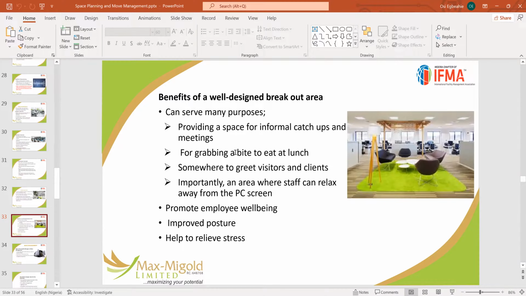also for grabbing a bite to eat at lunch before you eat your proper lunch, at least just to get something small and sit down at the breakout area and have that.